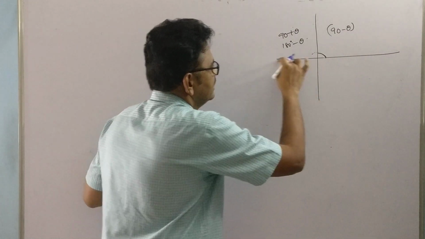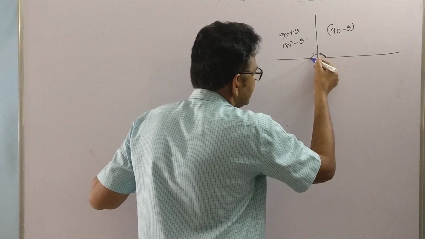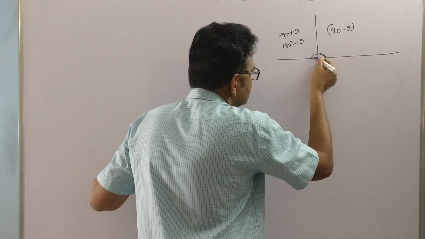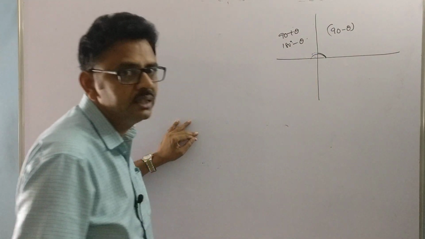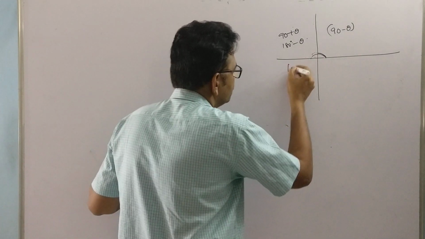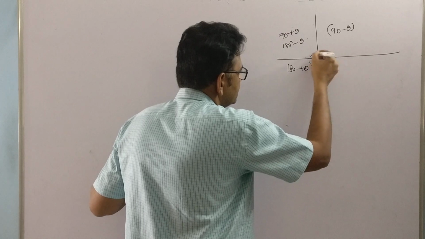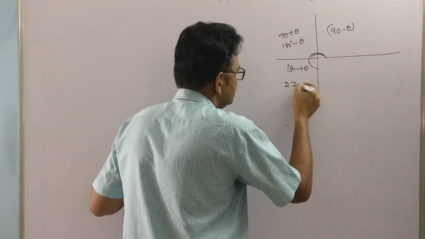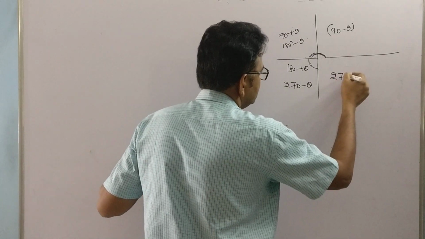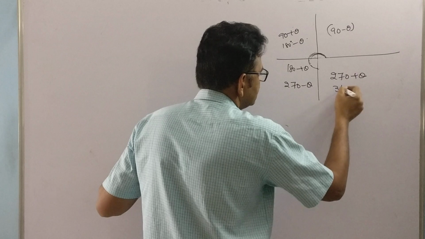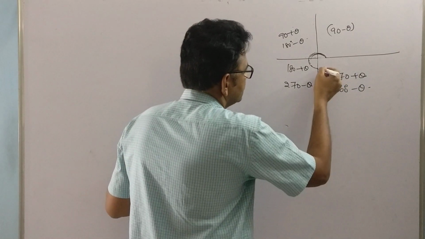180 means exactly this is the line. So the total angle is 180 degrees. 180 minus means it may be like this. Second quadrant is 90 plus theta, 180 minus theta. What about third quadrant? 180 plus theta, this is 180 and this is 90, total is 270. That is 270 minus theta. 270 plus means fourth quadrant. 270 plus theta and this is 360 degrees minus theta.